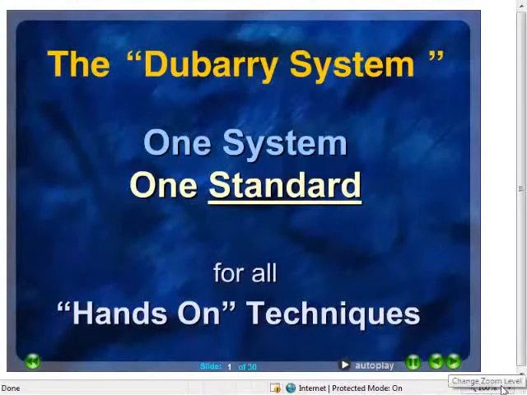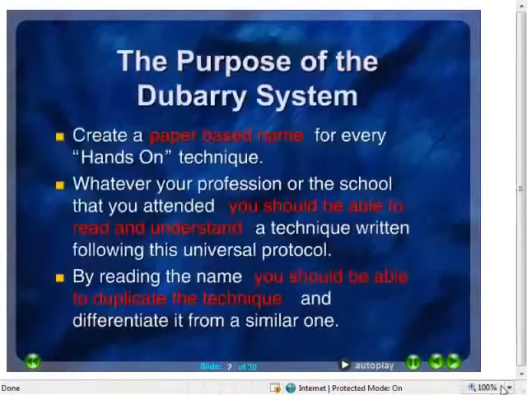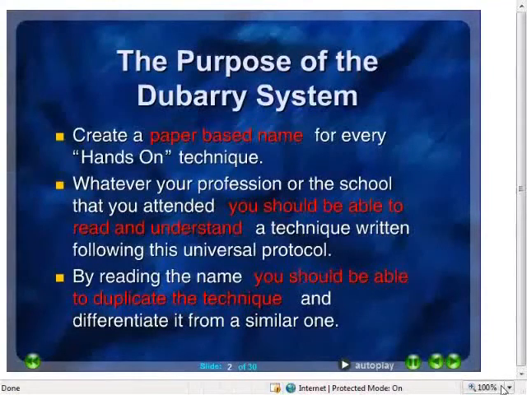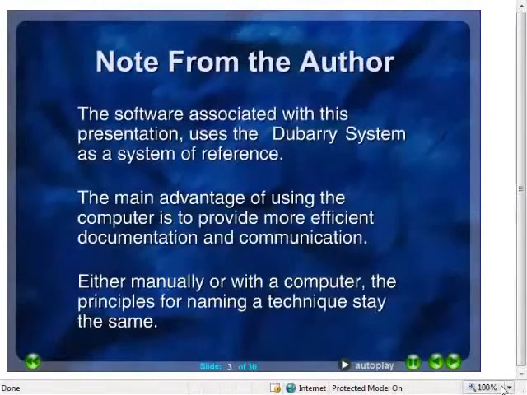The Dewberry System: one system, one standard for all hands-on techniques. The purpose of the Dewberry System is to create a paper-based name for every hands-on technique. Whatever your profession or the school that you attended, you should be able to read and understand a technique written following this universal protocol. By reading the name, you should be able to duplicate the technique and differentiate it from a similar one. The software associated with this presentation uses the Dewberry System as a system of reference.